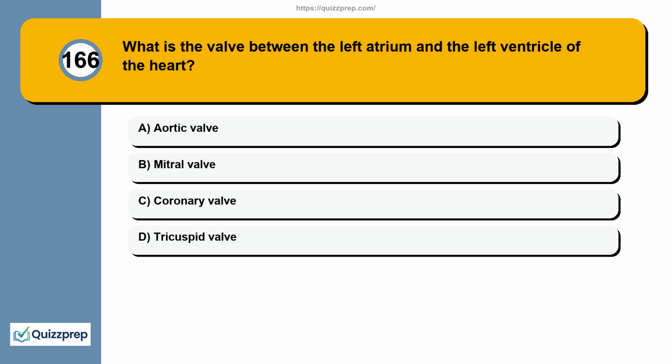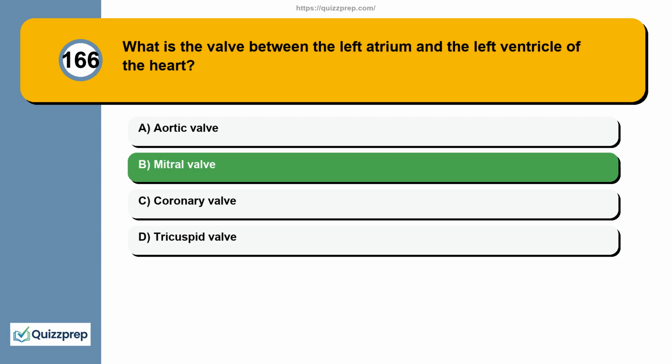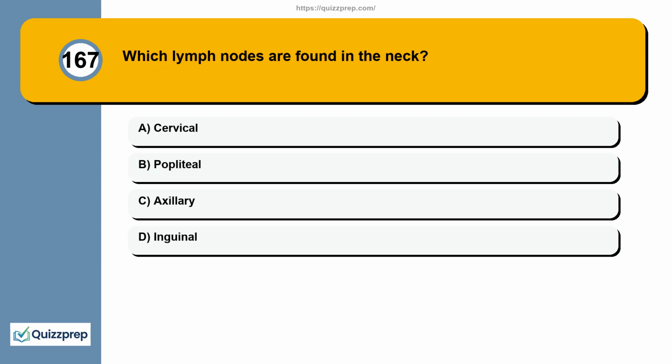Question 166. What is the valve between the left atrium and the left ventricle of the heart? Option A, aortic valve. Option B, mitral valve. Option C, coronary valve. Option D, tricuspid valve. The correct answer is option B, mitral valve. Question 167. Which lymph nodes are found in the neck?